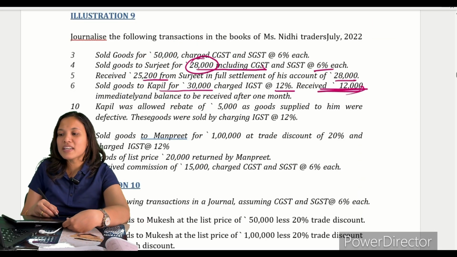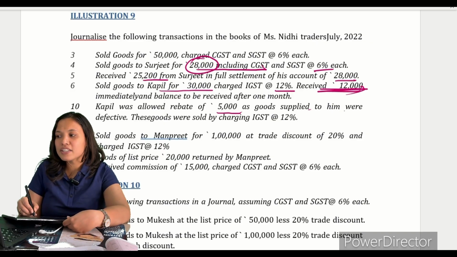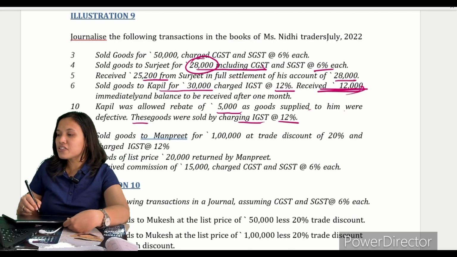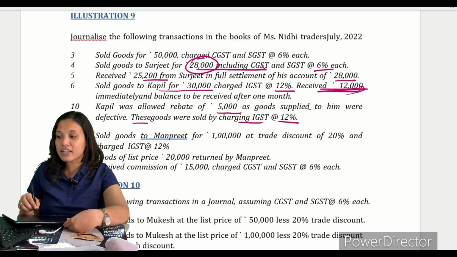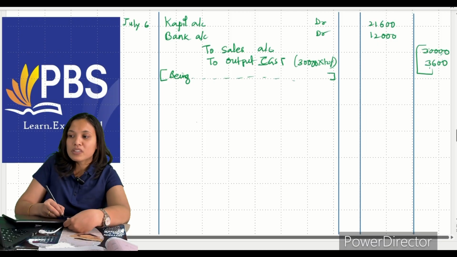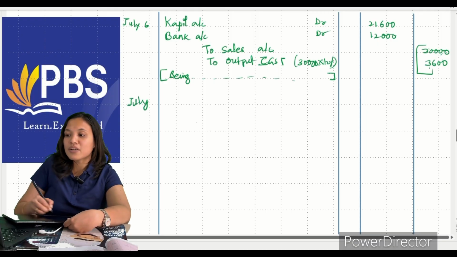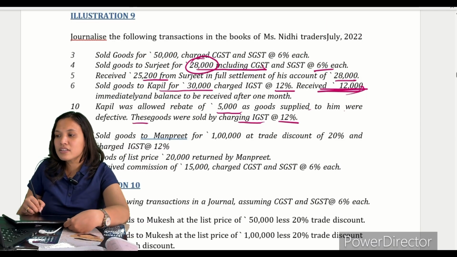Going on to the next one. Kapil was allowed rebate of 5,000 as goods supplied to him were defective. These goods were sold by charging IGST 12%. See, very, very interesting. Here, what has happened? We allowed him a rebate. Why have we allowed him the rebate?